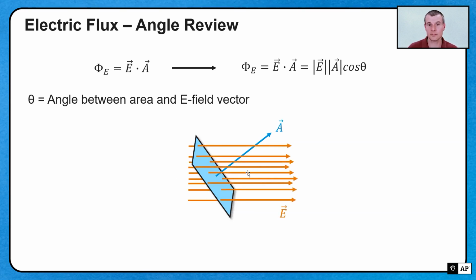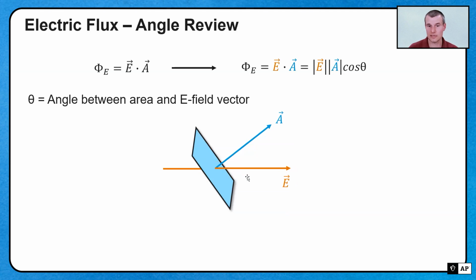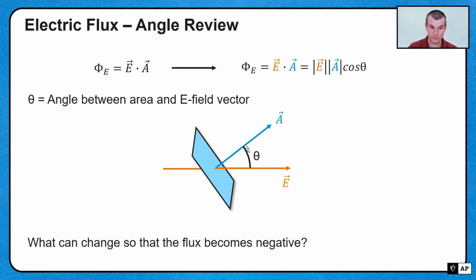So what happens in this case? Well, if we look at this, this is the angle that we're referring to, the angle between our E field and our area vectors. So what can we change in this particular case to make our flux become negative? We already saw how it can be maximized at 0, but how can we make it negative?